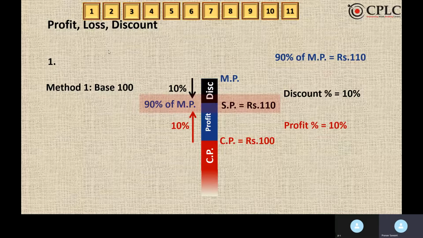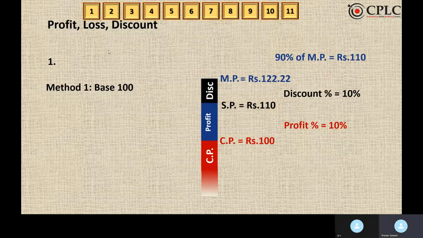After solving this, we will get the value of mark price, that is 122.22. Now we have to find markup. So markup percent is equal to mark price minus cost price upon cost price into 100. So by applying the formula, we will get the markup as 22.22%.